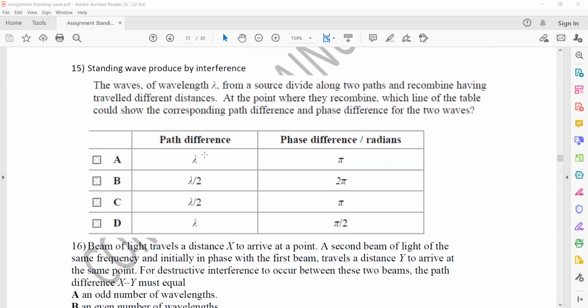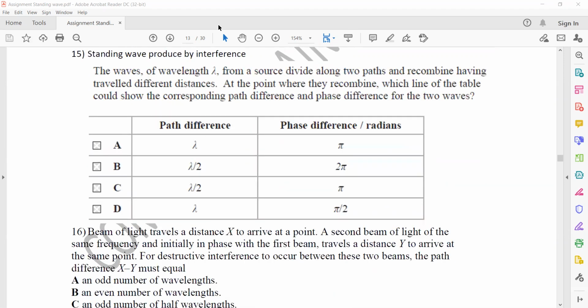In question 15, standing wave produced by interference: the wave of wavelength lambda from a source divides along two paths and recombines, having travelled different distances. At the point where they combine, which line of the table would show the corresponding path difference and phase difference of the two waves?